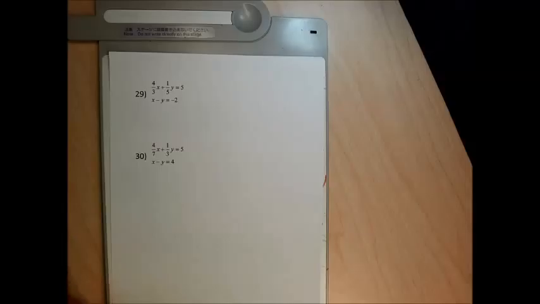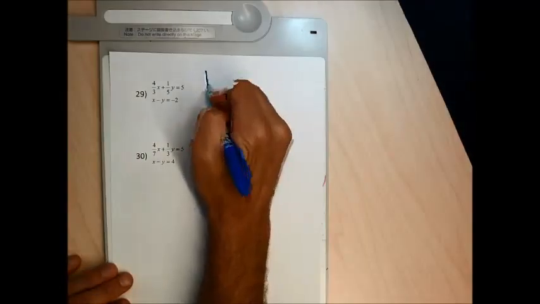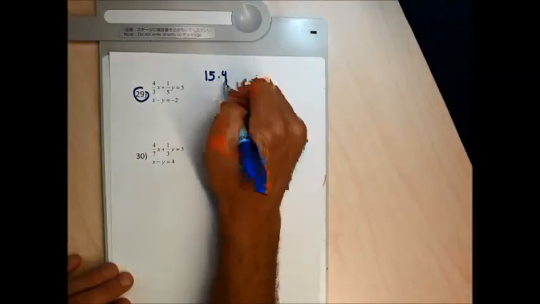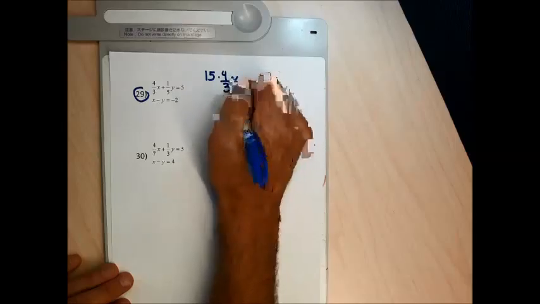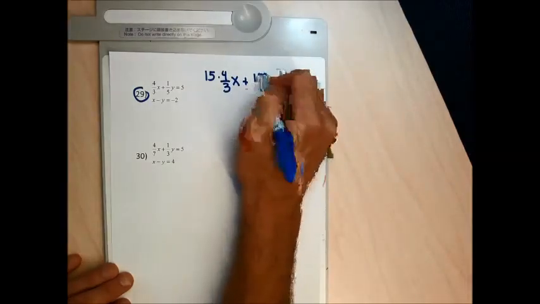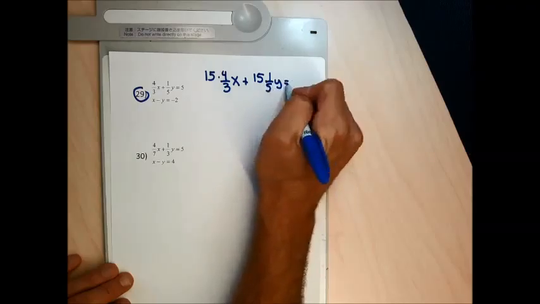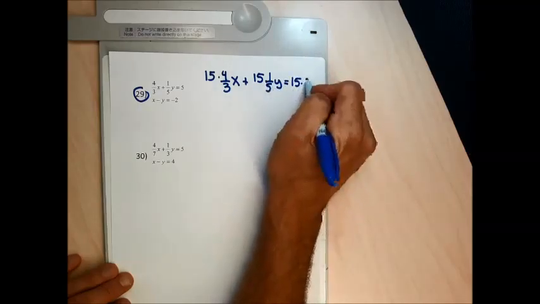All right, so problem 29, let me do problem 29 just because I don't want you to have to do so many fractions. The letters are lined up, which is nice, but I have these ugly fractions. So I'm going to do 29. I'm going to go 15 times 4/3 x plus 15 times 1/5 y equals 15 times 5.